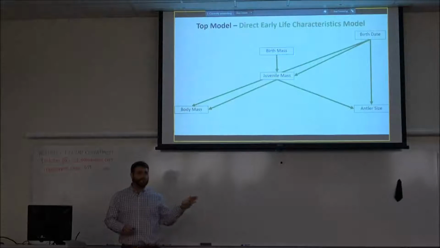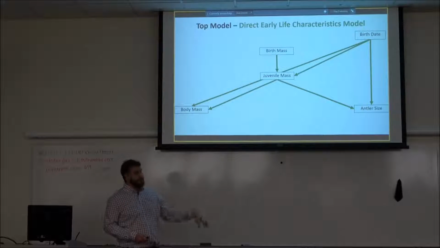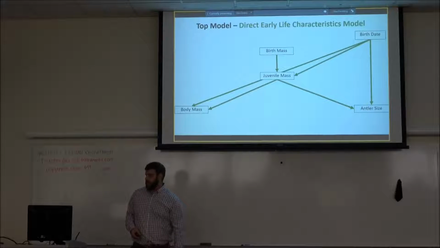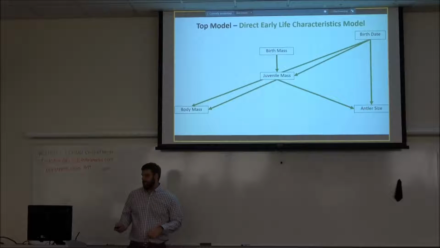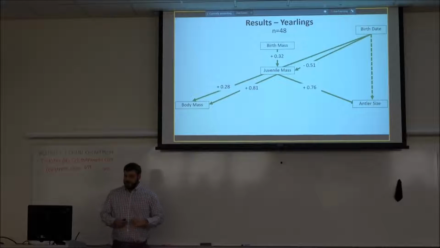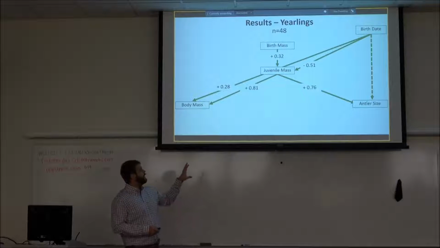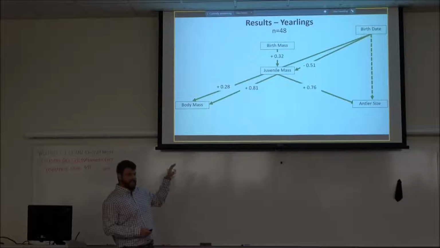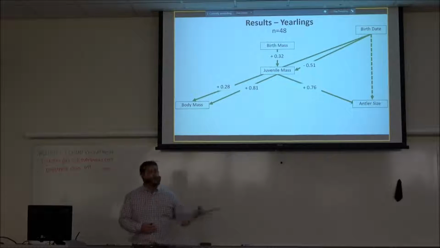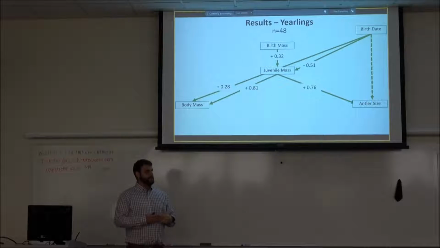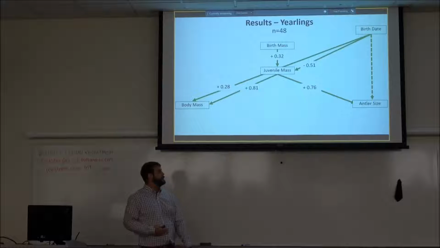Well, our top model for all 3 ages was the direct early life characteristics model. Again, that depicts a direct influence of birth date on adult body mass and adult antler size. For our yearlings, we saw a positive relationship between birth mass and juvenile body mass, and that's not really a surprise to us. We saw a negative relationship between birth date and juvenile body mass. Again, not really a surprise. If you're born later, you generally have less time to grow before winter.